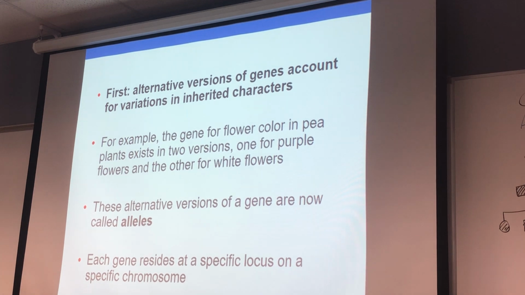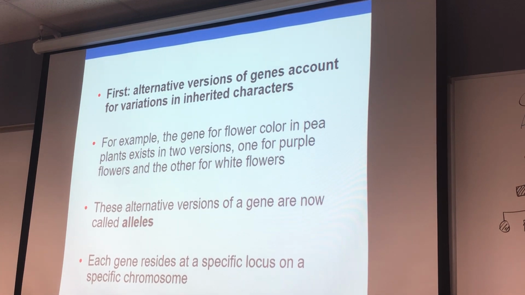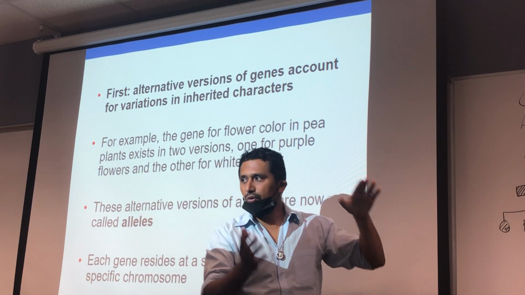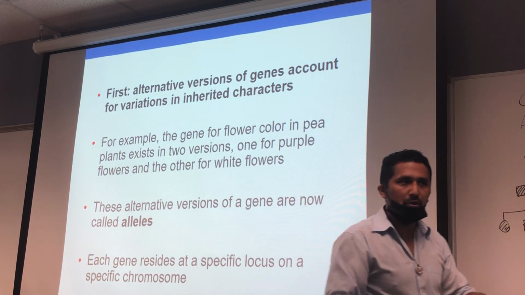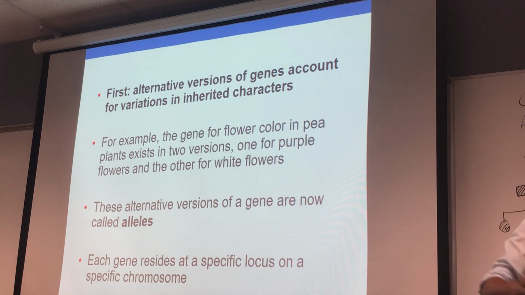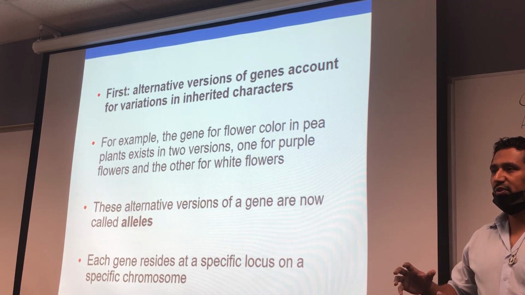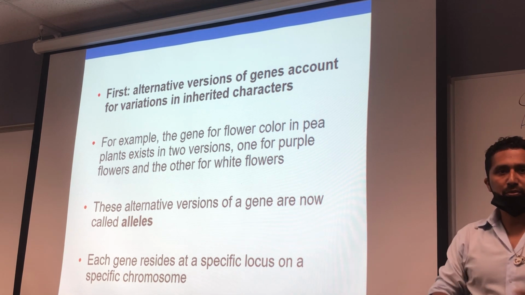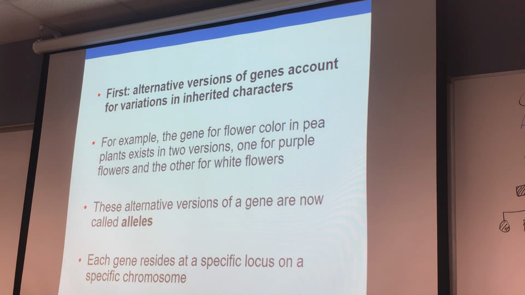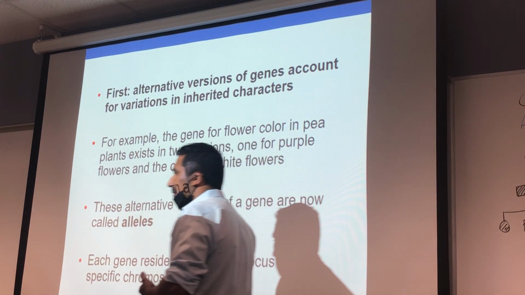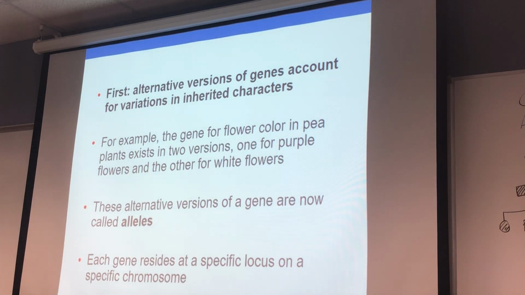And each gene resides in a specific locus on a specific chromosome. That was the point that I was trying to make. On this chromosome, this region right here, it codes for flower color. Flower color here, flower color there. Okay. But this chromosome has here this allele that expresses the purple color. This other region right here, allele for the white color. Okay. So alleles, alternative versions of a gene. So that's point number 1, alleles.